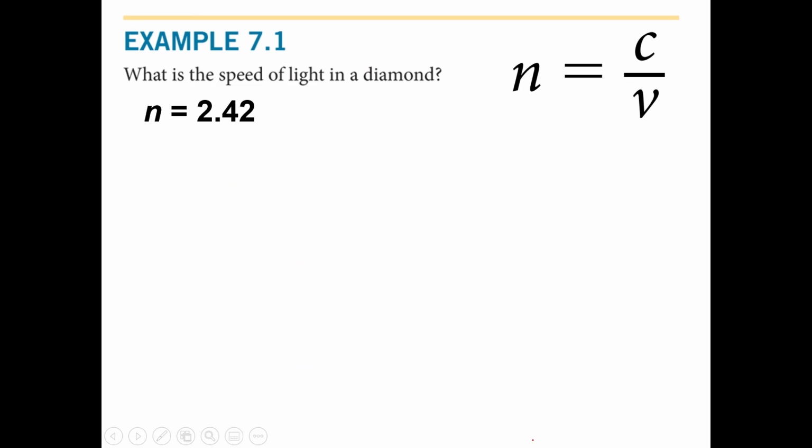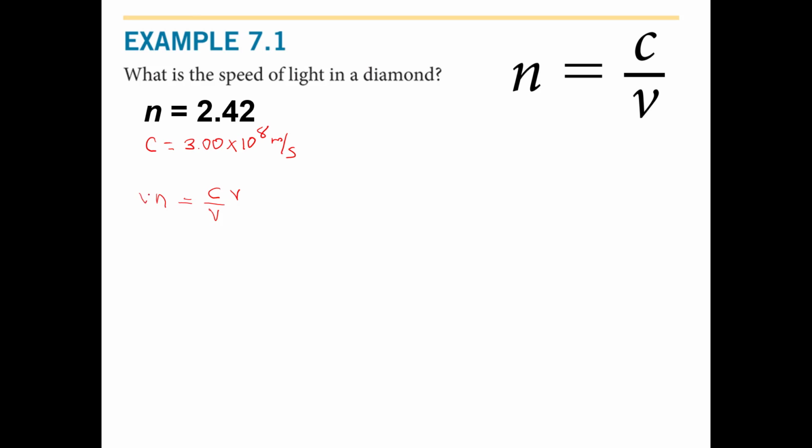We know the speed of the light, the c value, in vacuum equals 3.00 × 10⁸ meters per second. We know the n value, the index of refraction, and we can now solve for the velocity. What velocity? The speed of the light in diamond. Let's write this equation, and we need to solve for the speed.